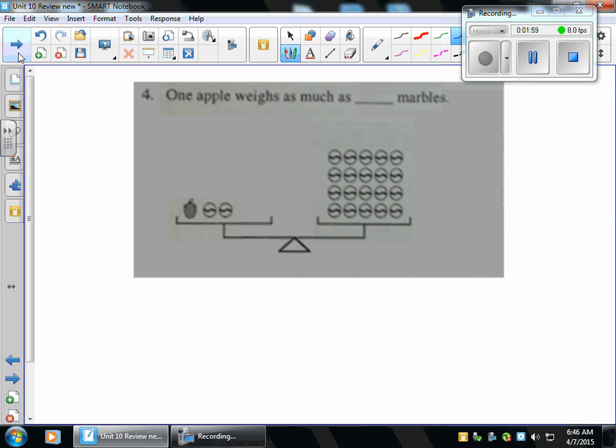Next problem. 1 apple weighs as much as blank marbles. Let's take a look here. Here's our pan balance. Can I take away an apple from each side? No, but I can take away 2 marbles from each side, which leaves me with 1 apple and 18 marbles. 1 apple weighs 18 marbles.